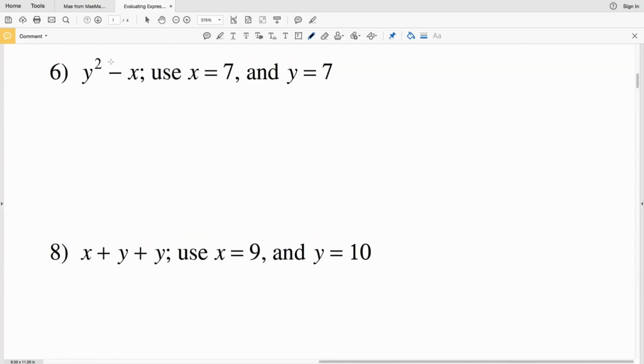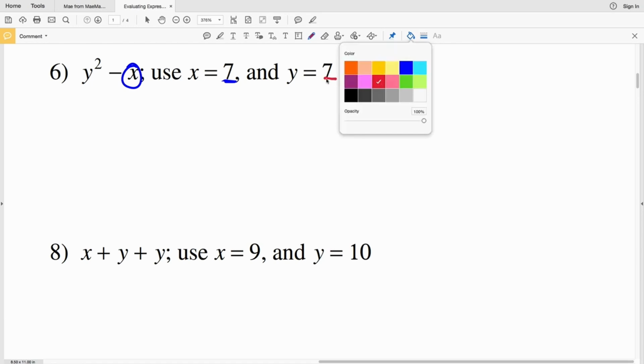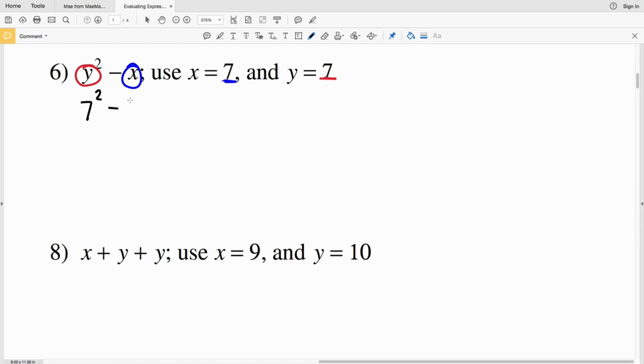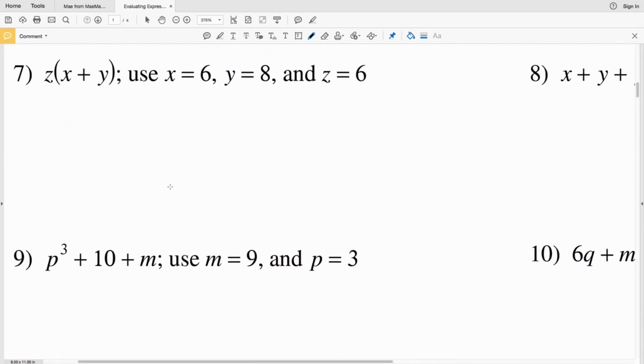Number 6 says y squared minus x, where x is equal to 7 and y also equals 7. So this x is 7, and this y is also 7. So we're going to have 7 squared minus 7. We have to do exponents before we do subtraction. So 7 squared is 49, and we still are left with minus 7. 49 minus 7 is going to be 42. So our answer for number 6 is 42. Let's go to number 7.